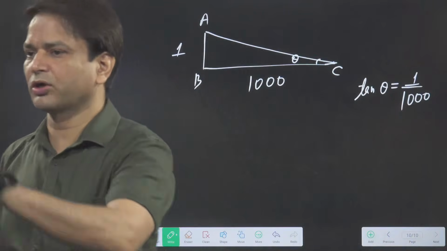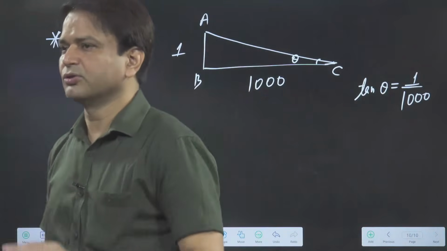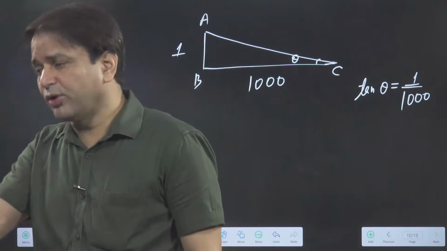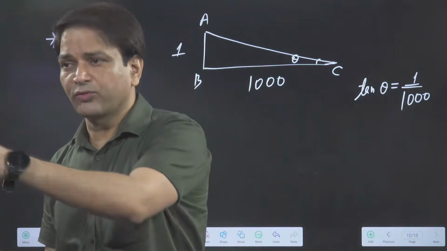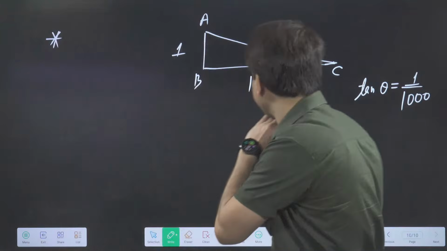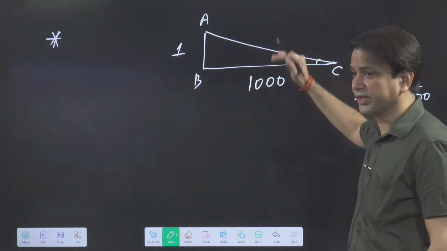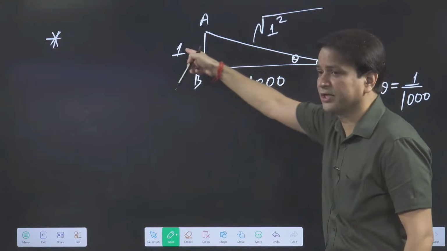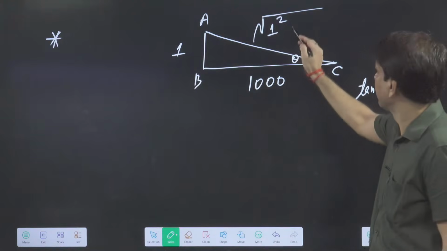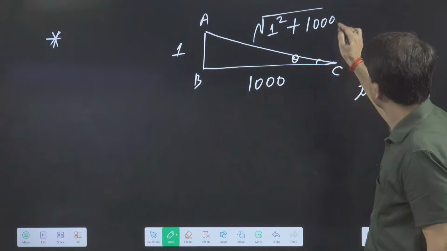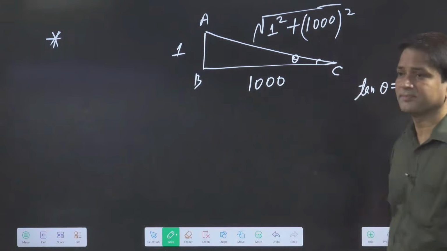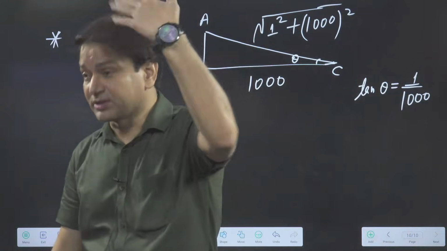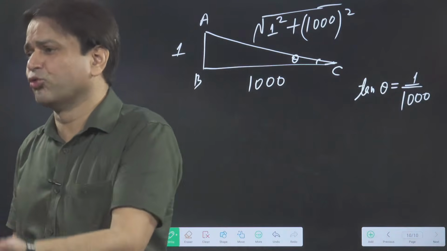Is everybody getting or not? Opposite upon adjacent, so tan theta is 1 by 1000. Suppose I am saying find the value of sin theta. For sin theta I need the hypotenuse. What is the hypotenuse? Under root of perpendicular square plus base square, that is 1 square plus 1000 square. 1000 square is 10 to the power 6, so 10 to the power 6 plus 1.